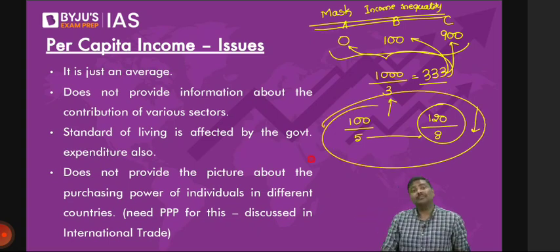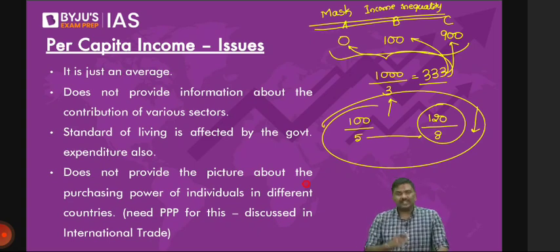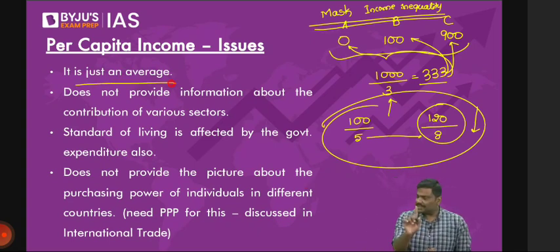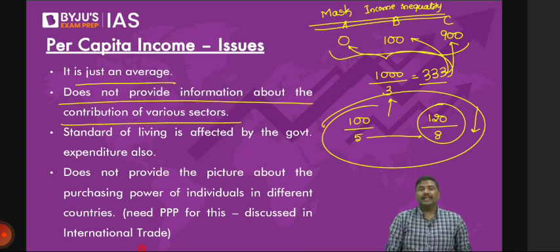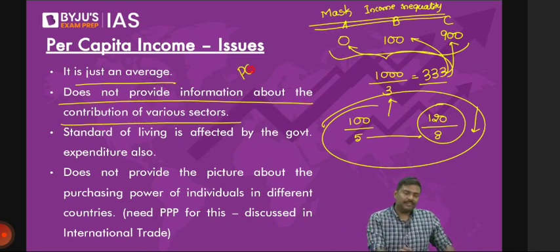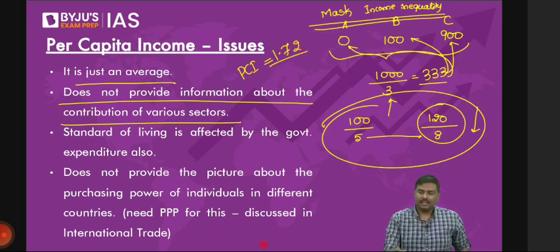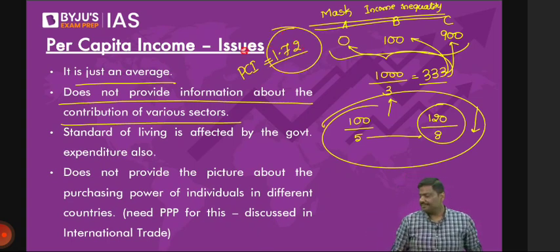So these are certain points. Please be very, very careful. So what are the issues? One, it is just an average. It doesn't give you any quality information. It does not provide information about various sectors. If I simply say per capita income in India is 1.72 lakh rupees, now tell me, how much of this per capita income has come from the agriculture sector? How much of it has come from other industries? And that is also equally important.